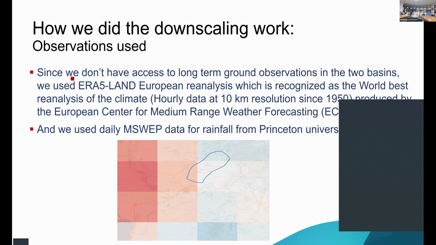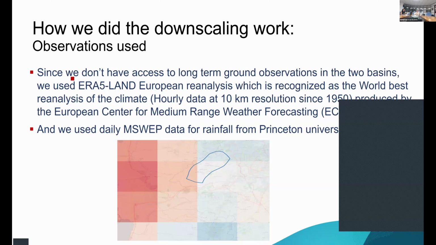We used ERA5 Land, which is a global reanalysis dataset produced by the European Centre for Medium-Range Weather Forecasts, ECMWF. This dataset is widely recognized as the world's best reanalysis for climate data, providing hourly climate variables at a 10-kilometer spatial resolution dating back to 1950. It was our primary source for historical temperature data.